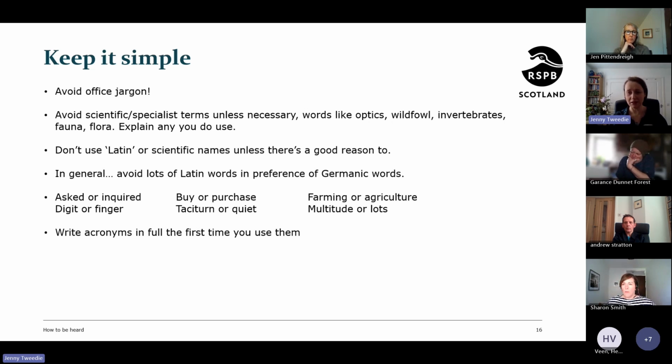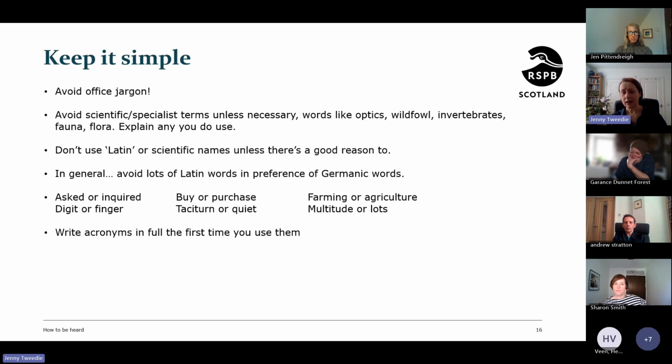It's not dumbing down. I know you're going to say, oh, it's dumbing down and we're talking to children. It's simply a better way to reach people. So things like farming and agriculture, sometimes it might be appropriate to use the word agriculture, but a lot of the time you should be saying farming instead.